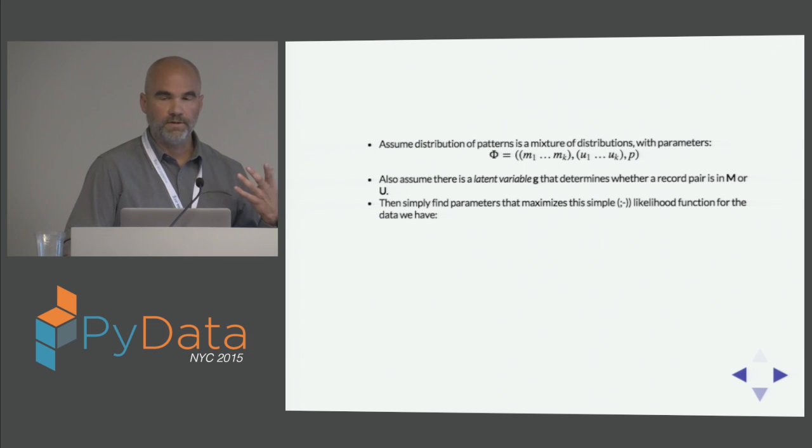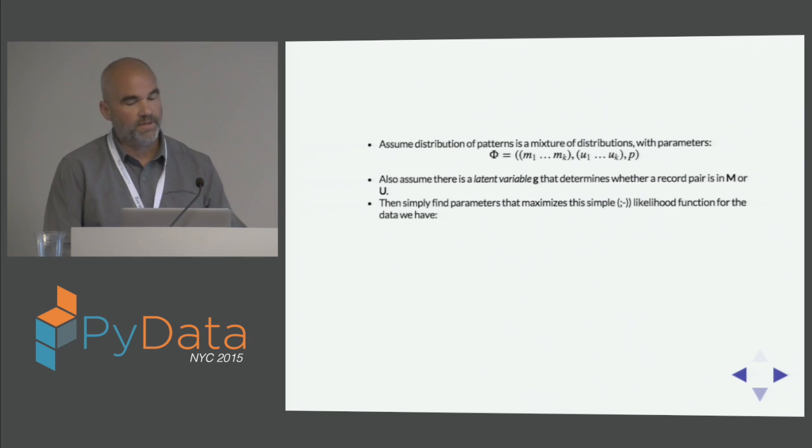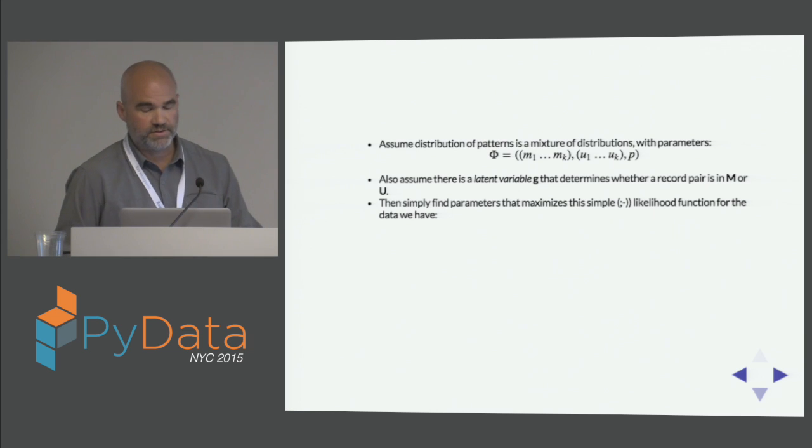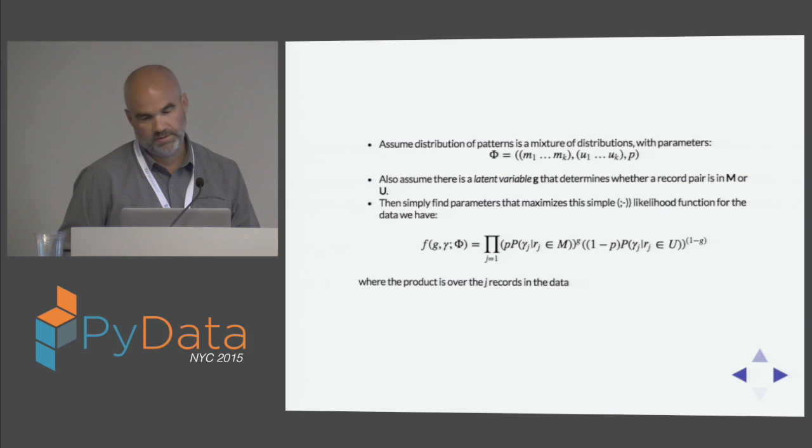The method next assumes that there's a latent hidden variable that determines which set it's in. And then once you have that, you just have to find the parameters that maximize the likelihood function, which is, you know, pretty simple.